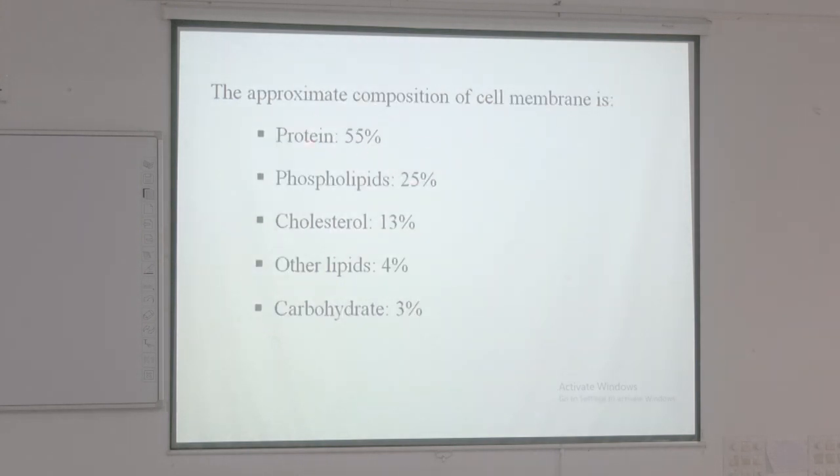Composition of the cell membrane. You can make your notes. Understand? Don't sit like a dummy. Make notes by yourself from what you are reading. Protein 55%, phospholipid 25%, cholesterol and carbohydrate 3% and 50%.